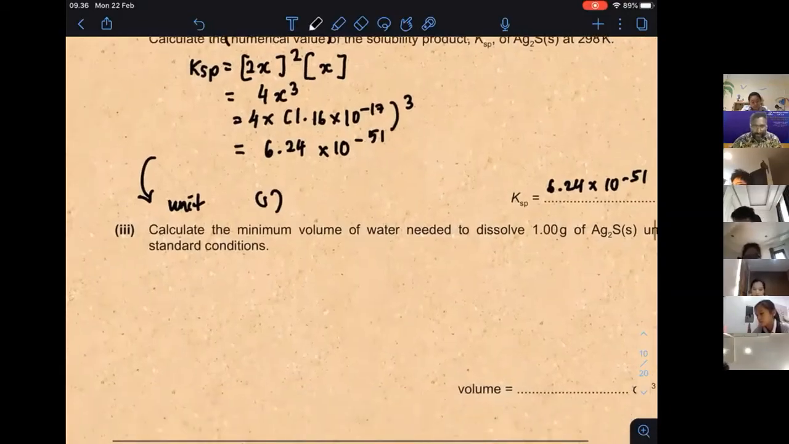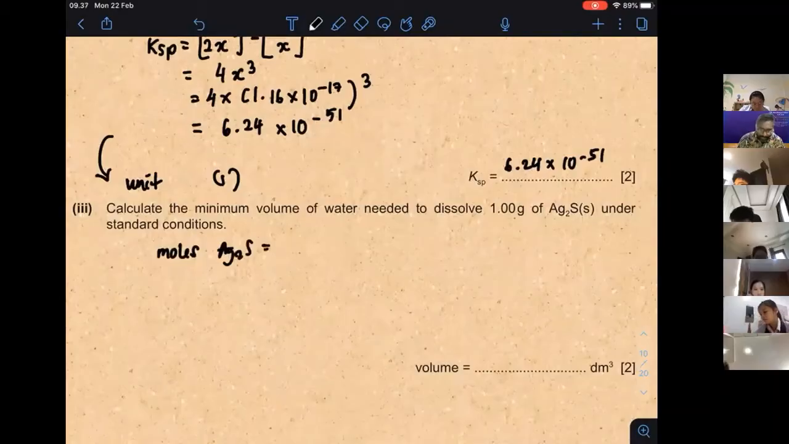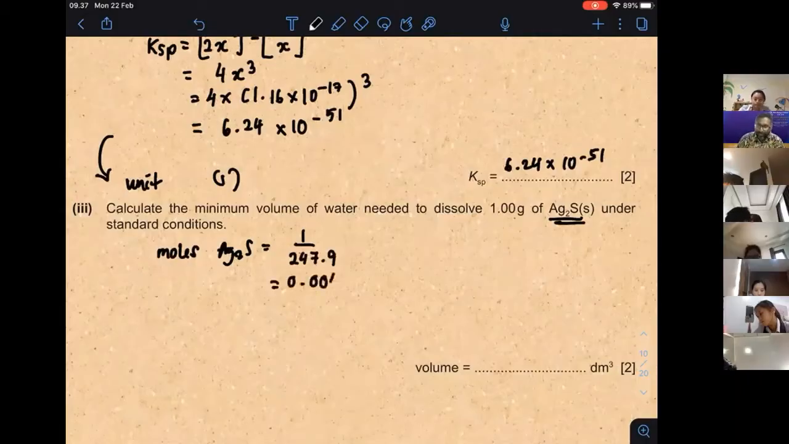Now calculate the minimum volume of water needed to dissolve 1 gram of this solid under standard condition. So what you need to do is to find the number of moles. The number of moles is going to be 1 divided by the Mr, which is 247.9, and you will get 0.00403 moles.